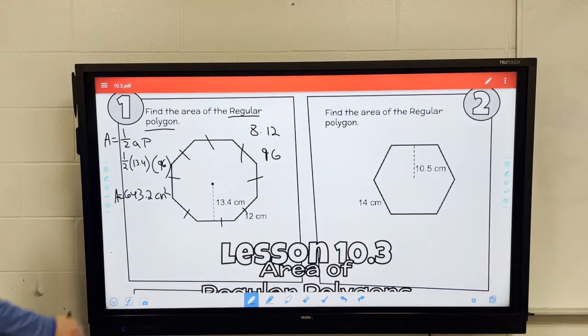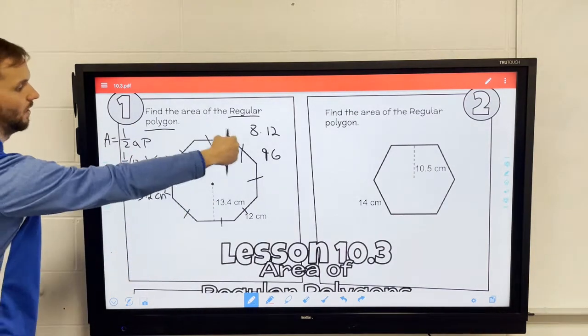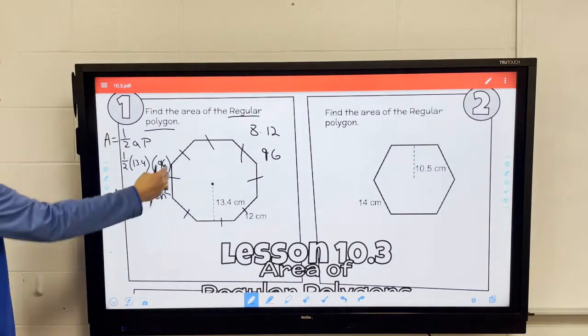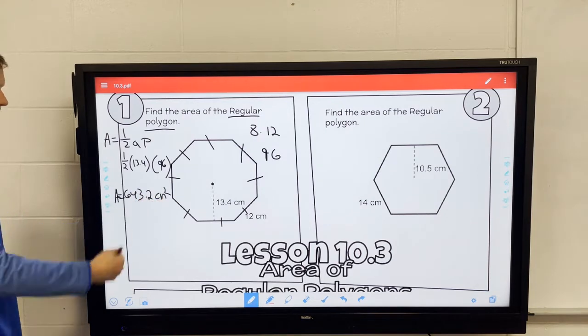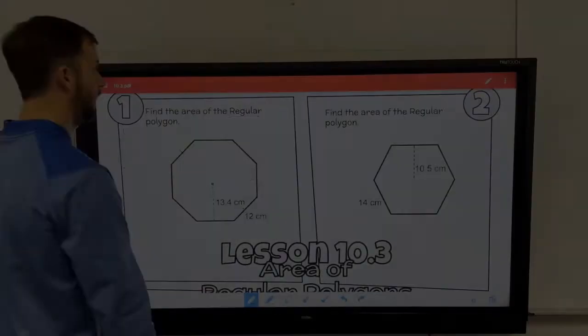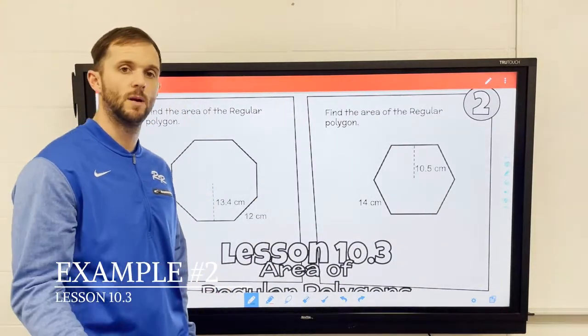So ladies and gentlemen, apothem, plugged it in. Perimeter, I found all the sides, or added up all the sides, or multiplied by how many sides there are. And then I ended up multiplying all that out, and it gave me the area of my regular polygon. Okay? Let's jump over to example number 2. On example number 2, it wants me to, again, find the area of the regular polygon.